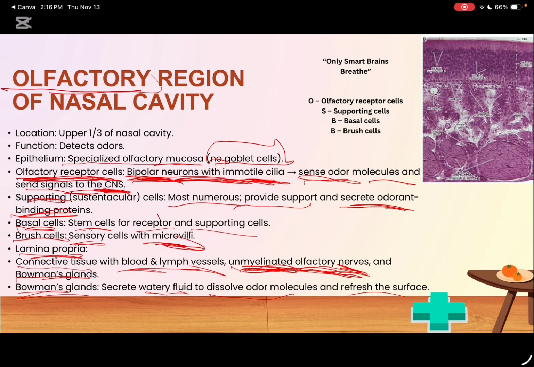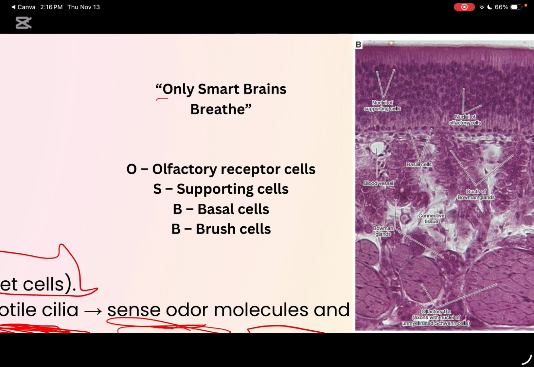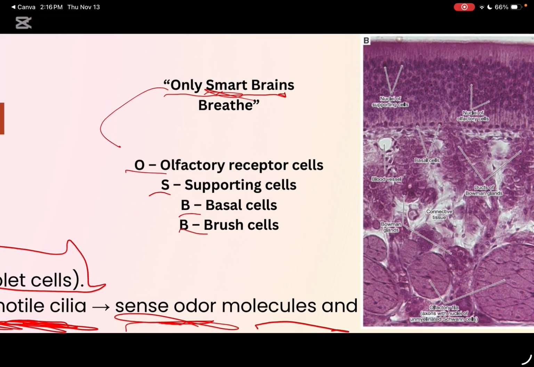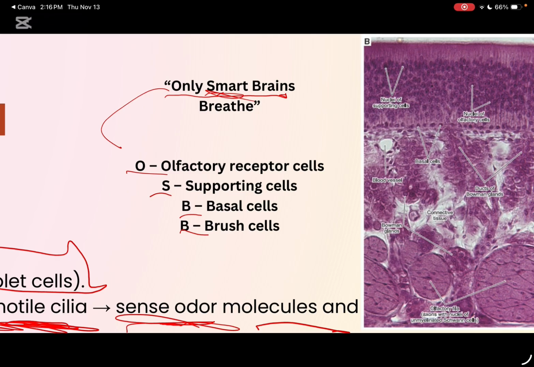I'll give you a mnemonic: only smart brains breathe. OSBB. O is olfactory receptor cells. S, supporting cells. B, basal cells. And the other B, brush cells.